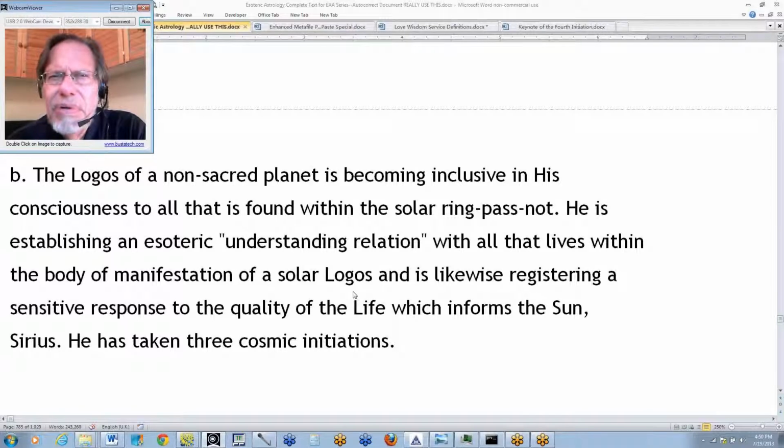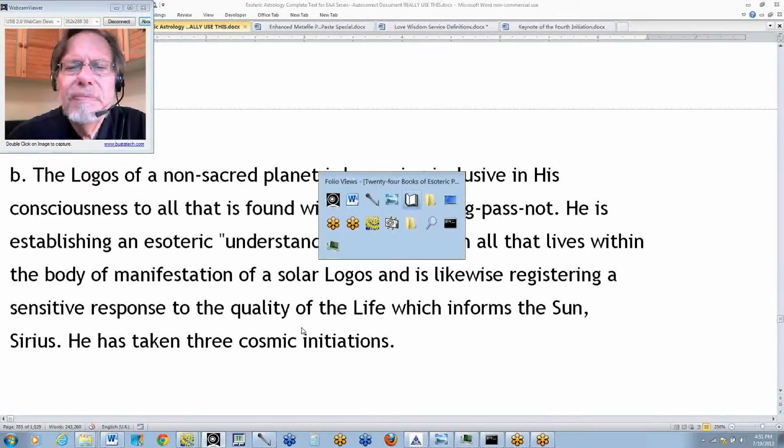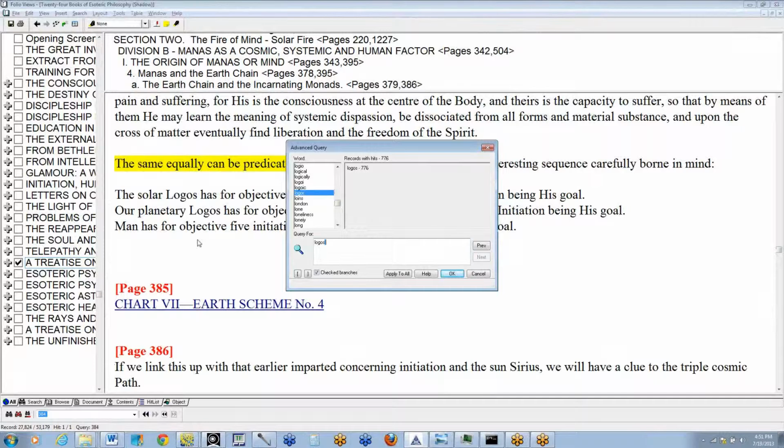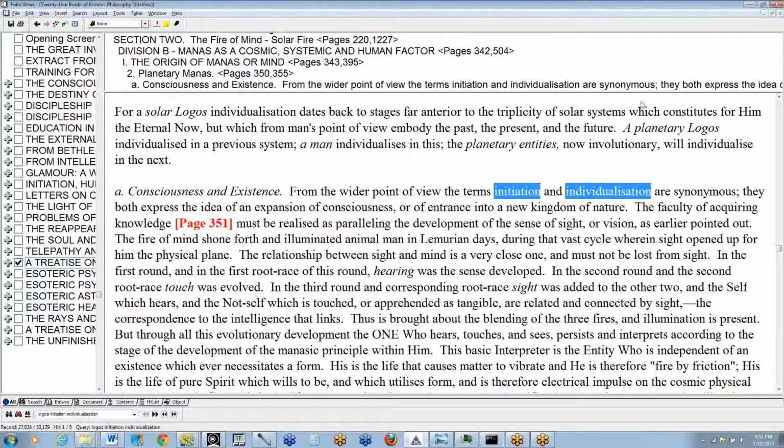But yet, the planetary logos is said to have taken initiation at the time of individualization. So let's see if we can find that. Logos, initiation, individualization. Let's see if there's anything going on here, because at the time of individualization it looks like it was possibly a major initiation for our planetary logos. And if that is the case, well, was it a cosmic initiation or was it one of the lesser series?